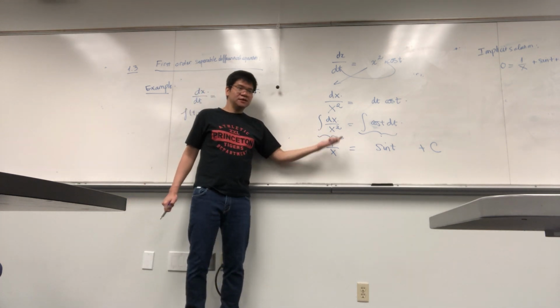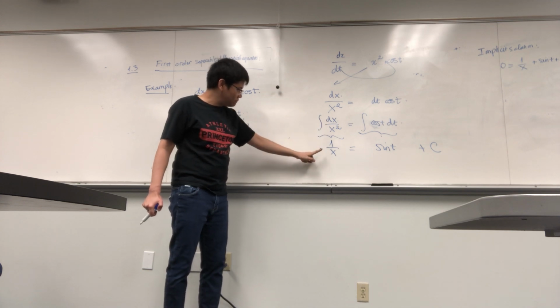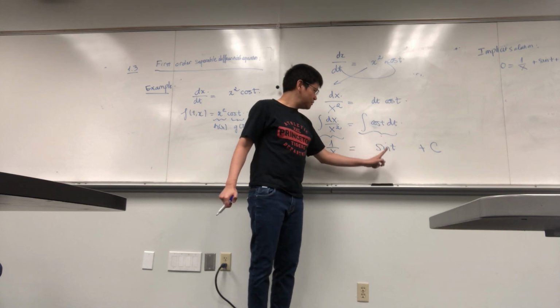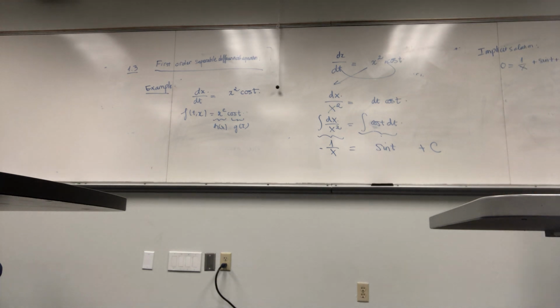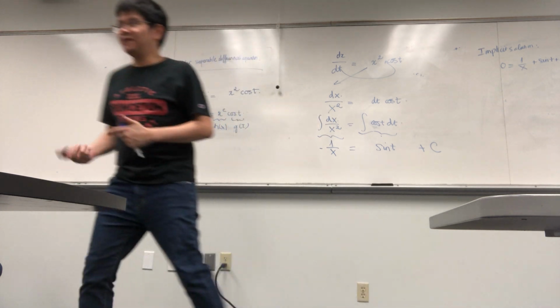I integrate both sides. The antiderivative of 1 over x squared gives me minus 1 over x. The antiderivative of cosine t is sine t, and I have to add a c, which is a constant. So I get an implicit solution, which is 0 is 1 over x plus sine t plus c. This is the implicit solution because I don't express x in terms of t.